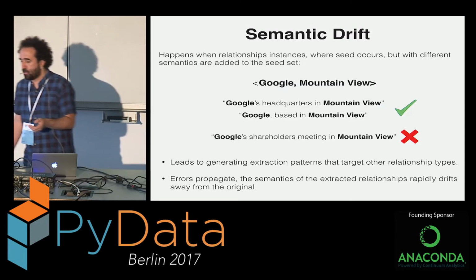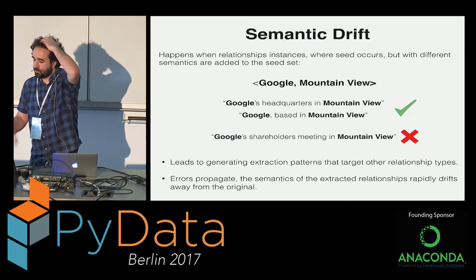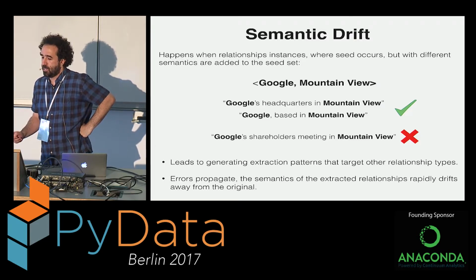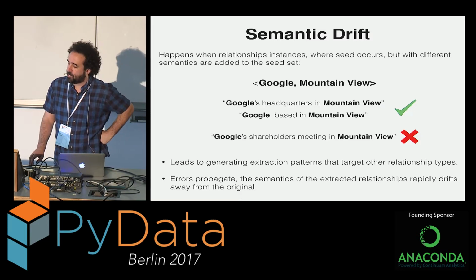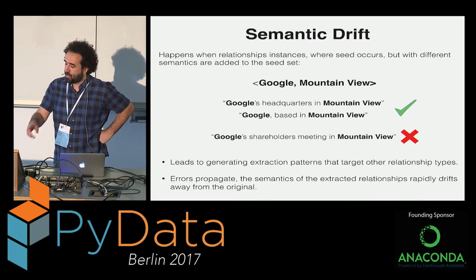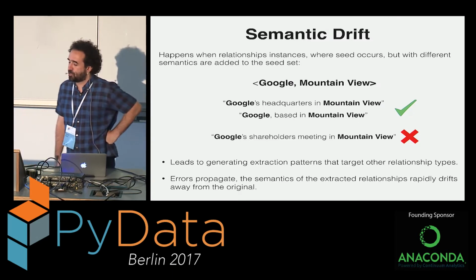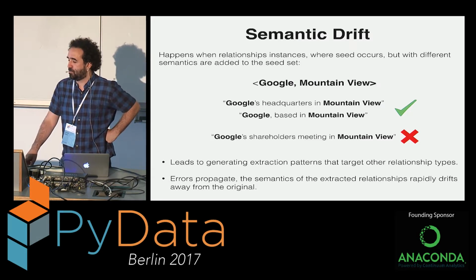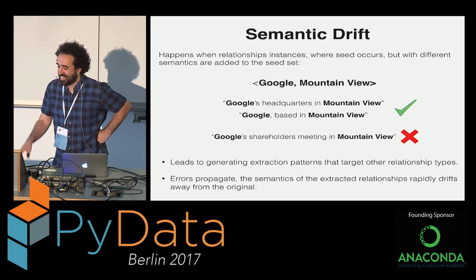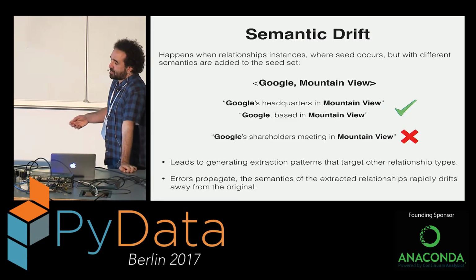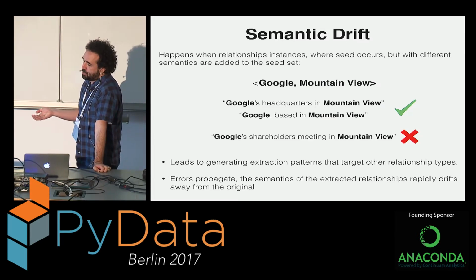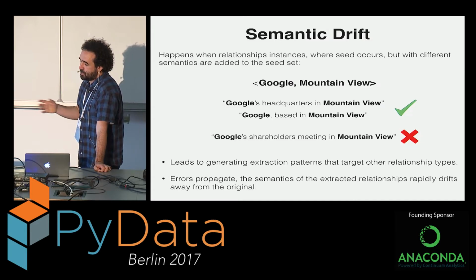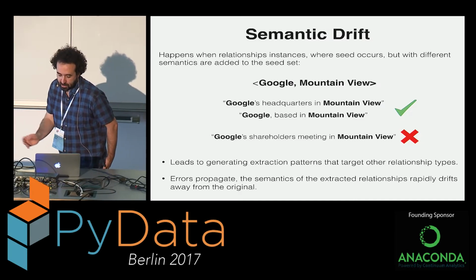For instance, if you have Google and Mountain View as a seed, we can extract "Google headquarters in Mountain View." That's okay, we want to extract the locations of companies. "Google based in Mountain View" is also okay. But the system might match something like "Google shareholders meetings in Mountain View." And this doesn't imply that Google's location is Mountain View. Or, I mean, for me, it doesn't. So this can generate extraction patterns that will start to target other relationship types. And this starts to propagate through the bootstrapping iterations of the system, and it just starts to drift away from the original thing.